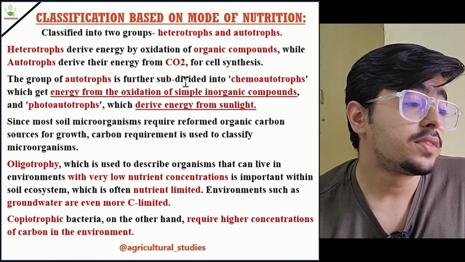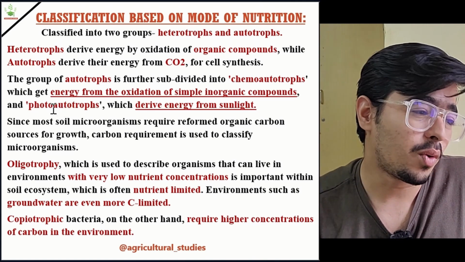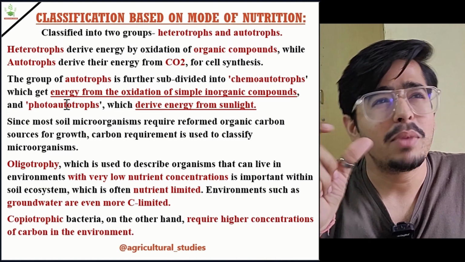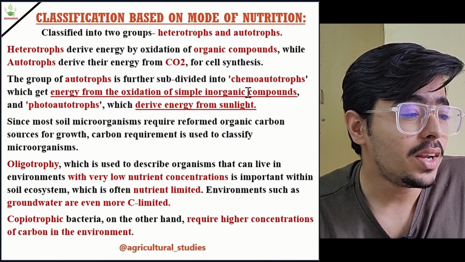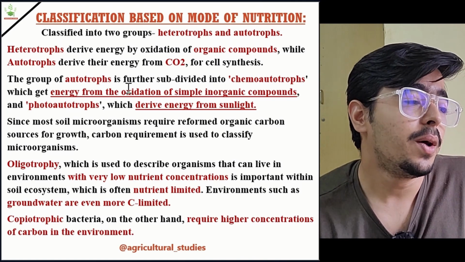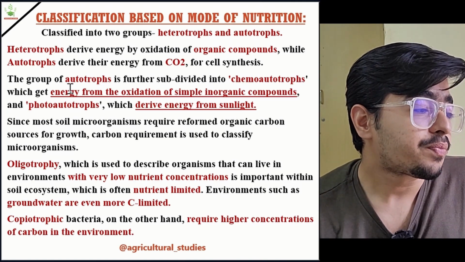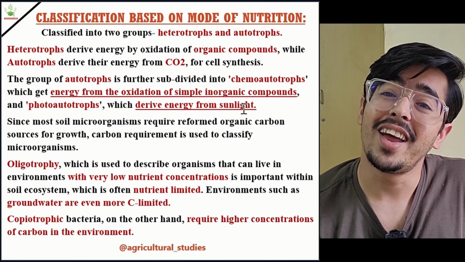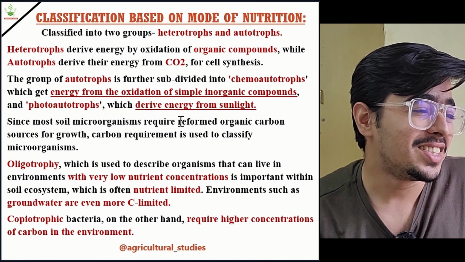The group of autotrophs is further subdivided into chemotrophs and phototrophs. Chemo means they are dependent on something chemical. Chemical means they are dependent on inorganic substances. So they derive energy from oxidation of simple inorganic compounds. Then there are phototrophs, which derive energy from sunlight. Okay, sunlight, you know what sunlight means.